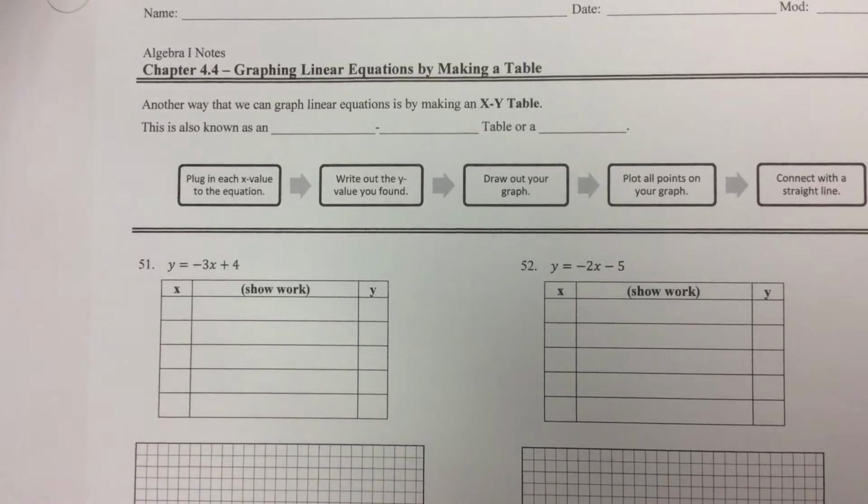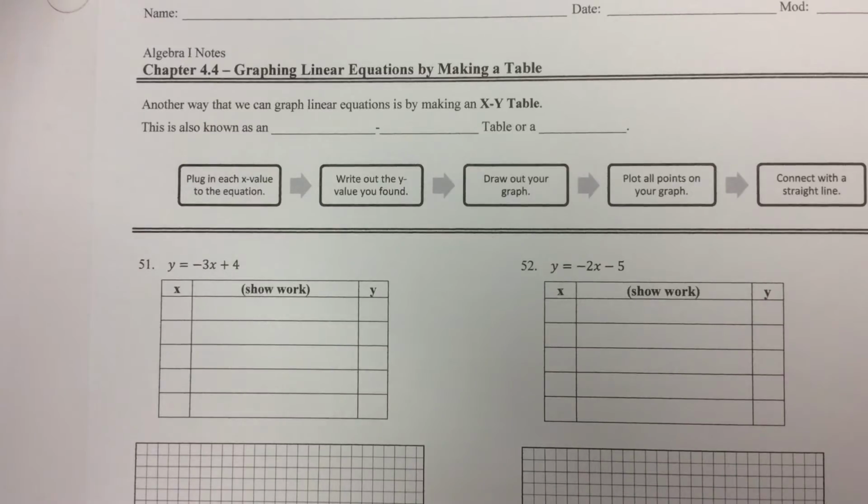Up until this point, we have learned about graphing linear equations when they are in standard form and when they are in slope-intercept form. In this section, we're going to learn about a third option that you have when you need to graph a linear equation, and that is by making a table.